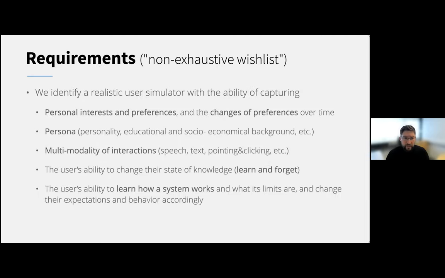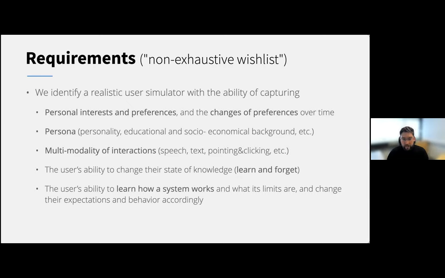Okay, so what would be the high-level requirements for a simulator? I have identified 5 items, but this is not an exhaustive list, and you might think of it as my wish list. It's a highly ambitious list. Some of the items are quite challenging, and not all may be critical for an initial simulator. To look at them quickly, we would need to model personal interests and preferences and the persona of the person, and interactions, which are not always text, but can be speech, it can be clicking, it depends on the context.